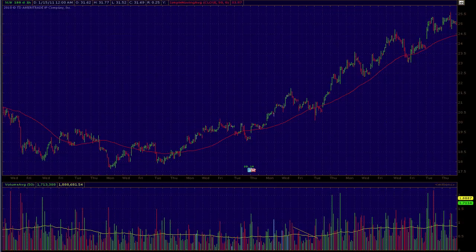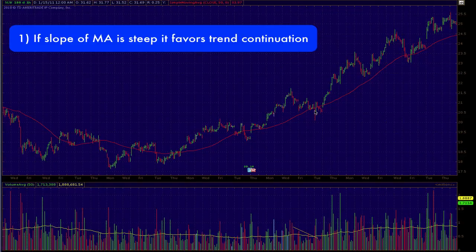The first rule is the slope of the MA. We believe that if the slope of the MA is steep, we will at least get a test of the prior swing high. So in this case here, where you see that the MA is relatively steep, we believe that we should get at least a test of this one before potentially rolling over.